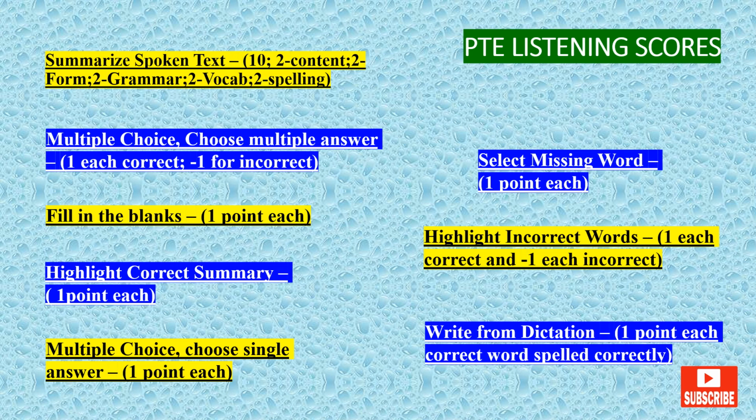Multiple choice, choose single answer, definitely it has to be 1 point. Select missing word, again it's 1 point for each correct word selected. Highlight incorrect words, 1 for each correct, and again -1 if you choose an incorrect word. And write from dictation, which is 1 point for each correctly spelled word.